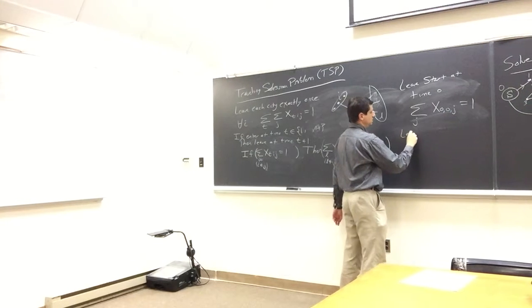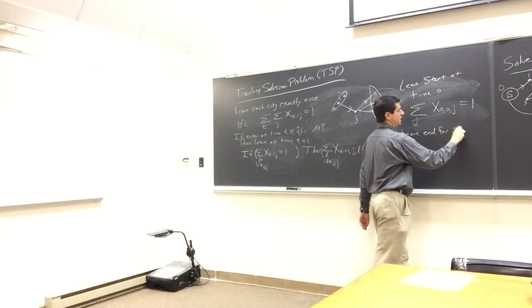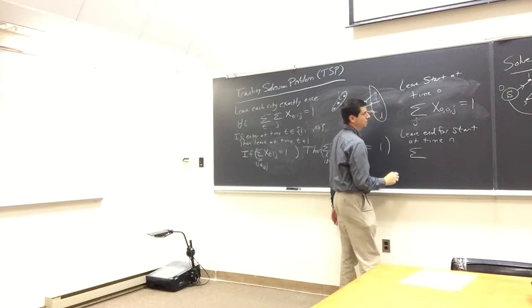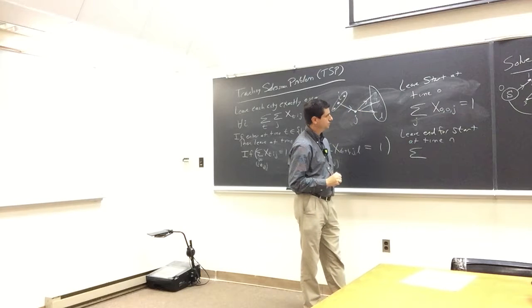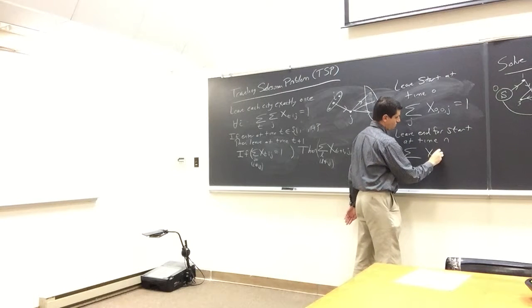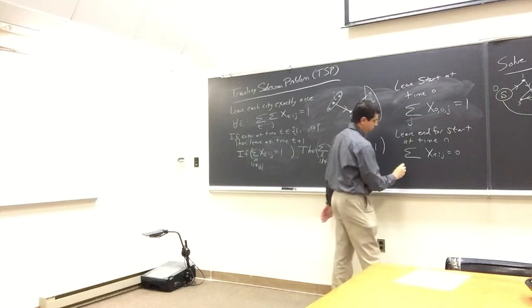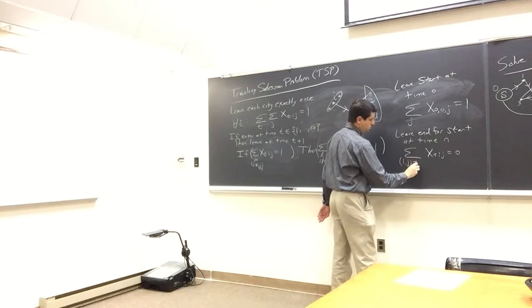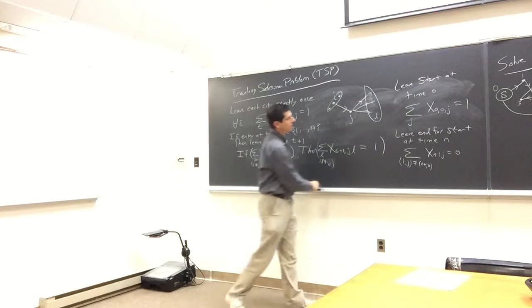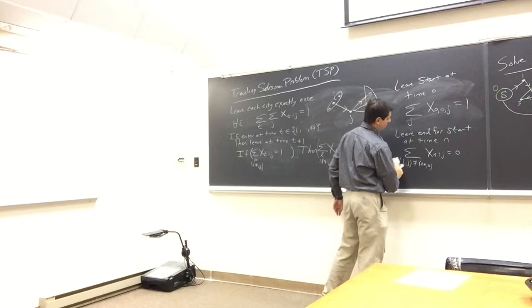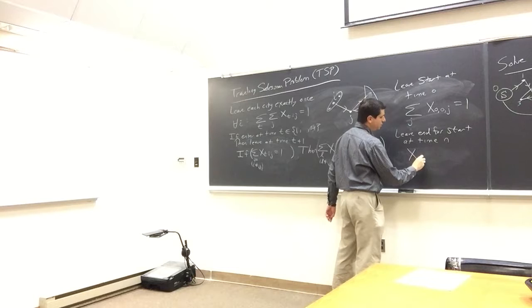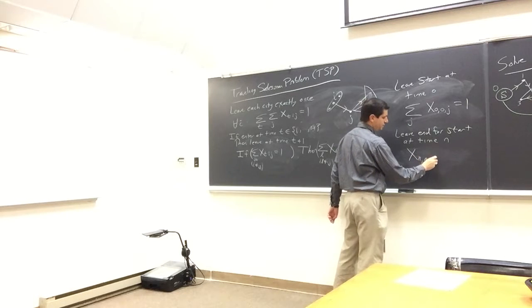And then leave end for start at time n. Then that would be the sum over... leave n for start, right? Isn't that just x? Oh, actually, yeah. X n plus 1, 0 equals 0. That's a definite. Right, exactly. That's an easy way of doing it. We can just say x at time n, we leave city n plus 1 for city 0.